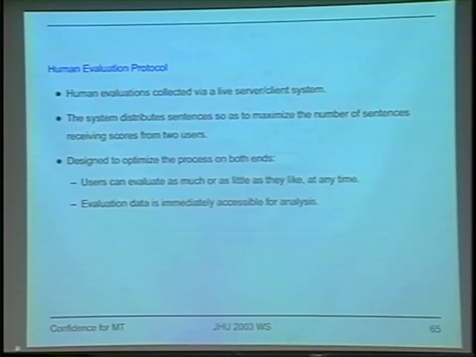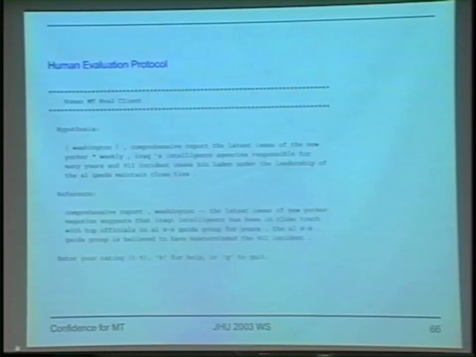So this is the process by which we actually collected our data. We had a live server client system. We had a big database of sentences, and we distributed them such that we maximize the number to get 2 votes. And the idea behind having this live system is twofold. One, it's convenient for users because they can do as much or as little as they like, whenever they want, and we don't have to give them a big list that's really intimidating and say, here, do this and get it back. And similarly, we get their data immediately, so we can start processing as it comes in.